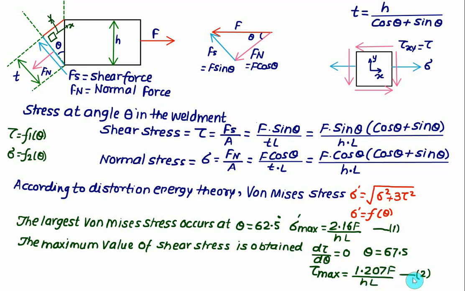So equation number 2 gives you the maximum value of the shear stress at theta equal to 67.5. The other equation gives you the maximum value of the von Mises stress at theta equal to 62.5 degrees. So this one is a mathematical model in which we have taken the value of Fs and Fn at the throat, which is inclined at an angle of theta.